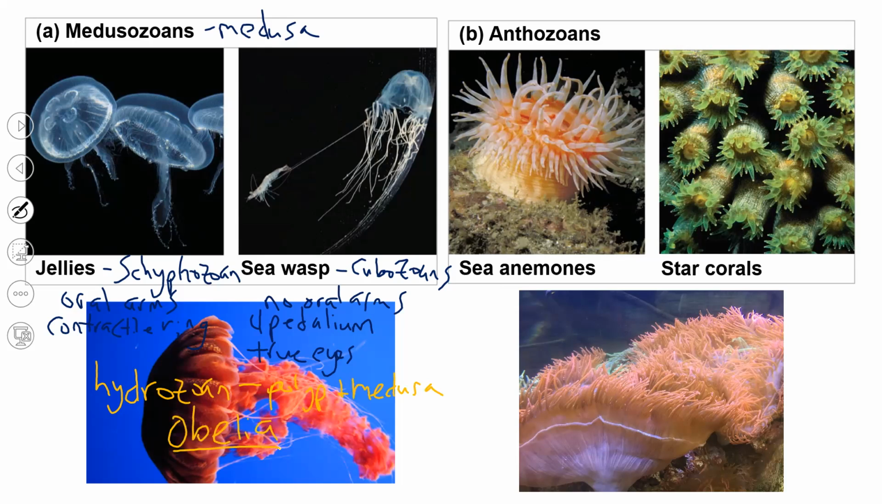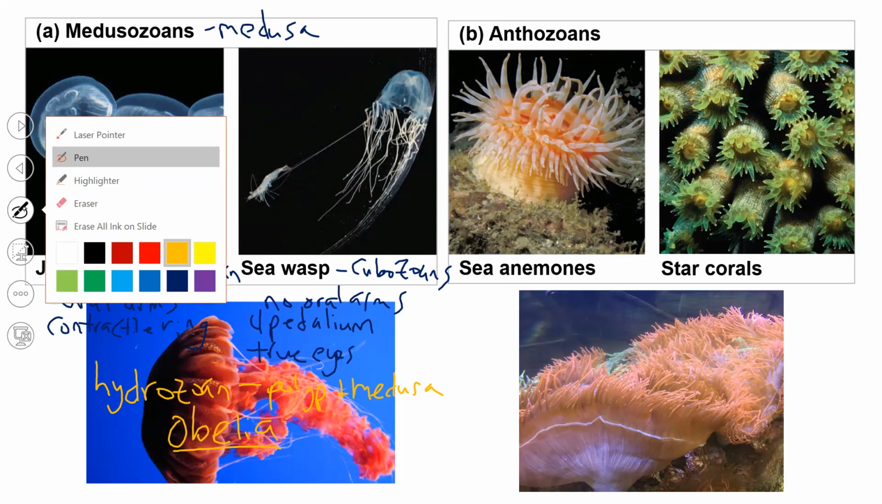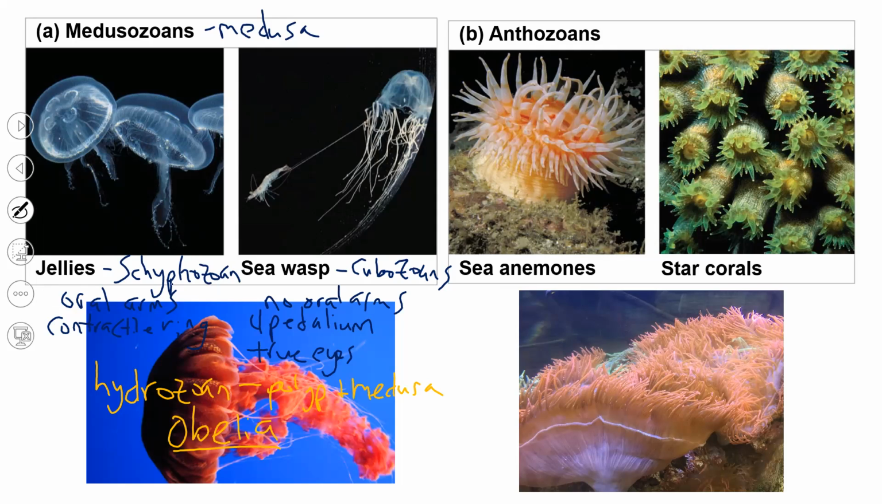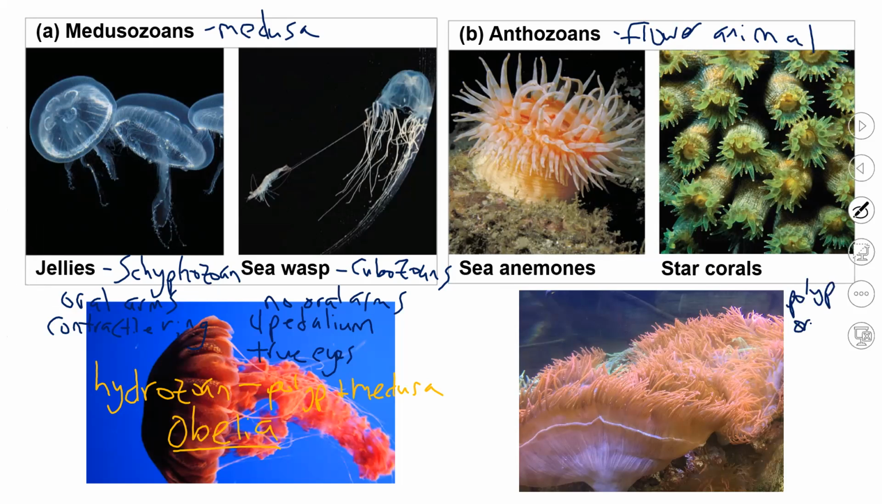The second clade within here are the anthozoans. Anthozoan literally means flower animal. And you can see why they get that name, because they look like little flowers, but they're animals. They only have a polyp form. These are corals and anemones, so some of them, some of the corals, I shouldn't say all of them, can secrete calcium carbonate.